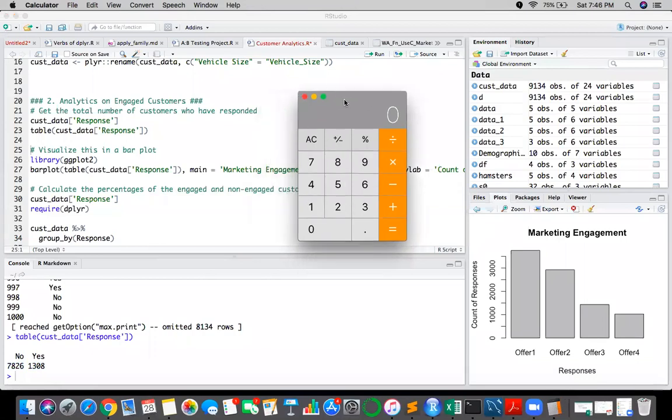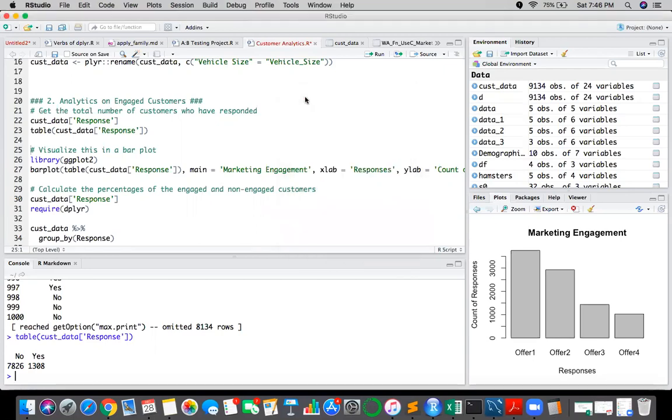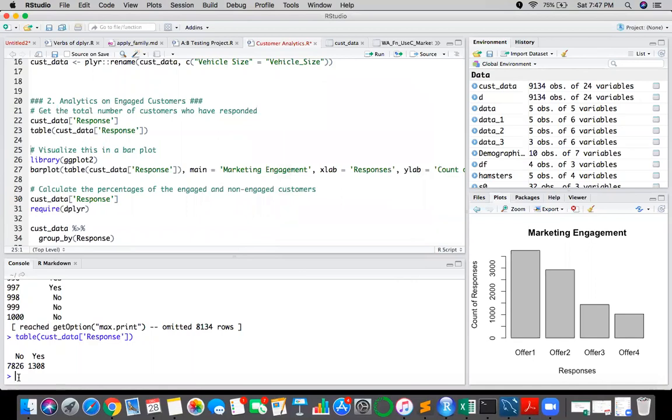I'll just put this in a simple handwritten form, like what we do in our report. 1308 divided by 9134 was the total, right? So we saw only 14% of customers are responding to the advertisement, right? Will I be correct in that sense? So only 14.3% of customers are responding, and this is actually a very good rate. Generally we get a response rate of 2-3%, but we are getting 14% here.